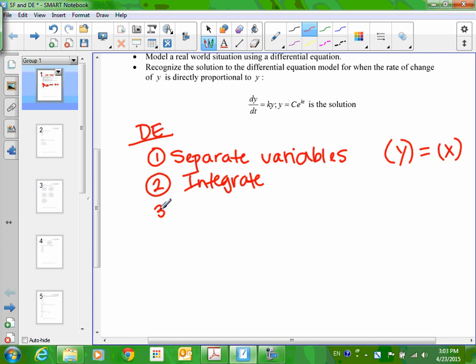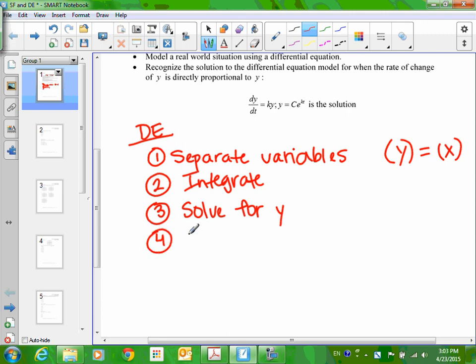And then the third one is you are going to solve for y, which means you're going to get y by itself. On the earlier differential equations, getting y by itself was pretty much done for you at the very beginning. But on the ones that we're going to practice today, it's a little bit more complicated.